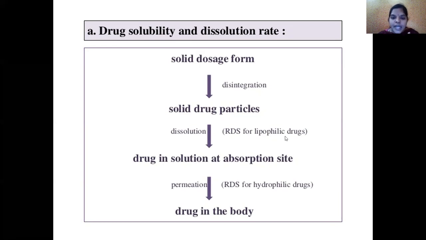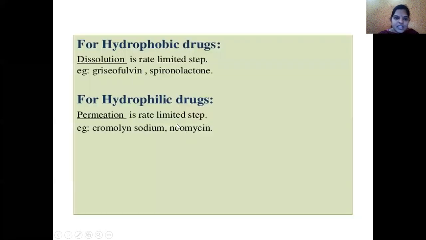These have a rate determining step, or rate limiting step, of dissolution. For hydrophobic drugs, dissolution is the rate limiting step. Griseofulvin and spironolactone have very poor solubility, very poor oral solubility. So these come under hydrophobic drugs.